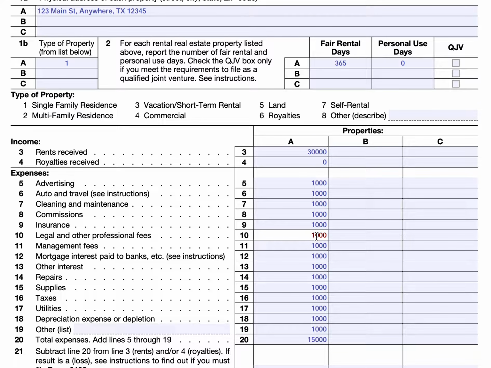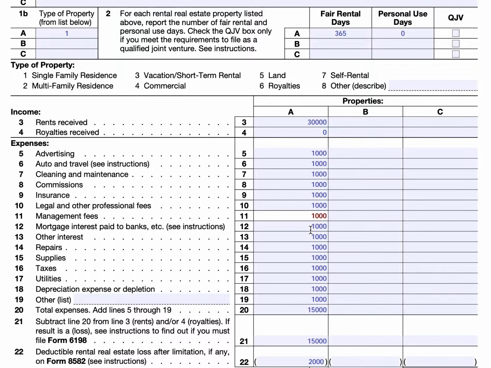In line 11, we're going to enter any management fees, property management fees, for example, that you might have paid to someone to just manage your rental property. In lines 12 and 13, we're going to enter mortgage paid. So in line 12, this is for mortgage interest paid to banks or financial institutions. You need to have documentation that shows how the proceeds of your outstanding mortgage or loan were used because you can only deduct mortgage interest as it's directly related to your rental property.